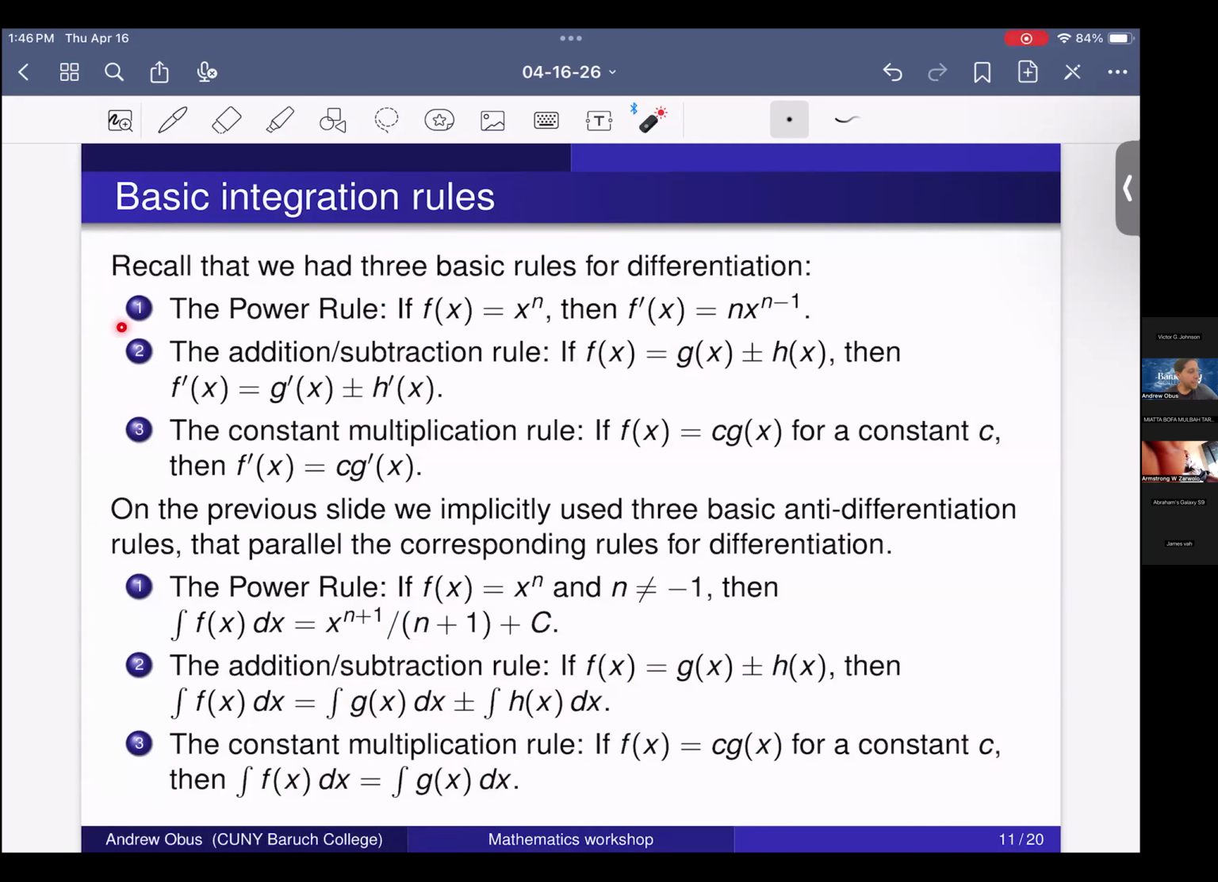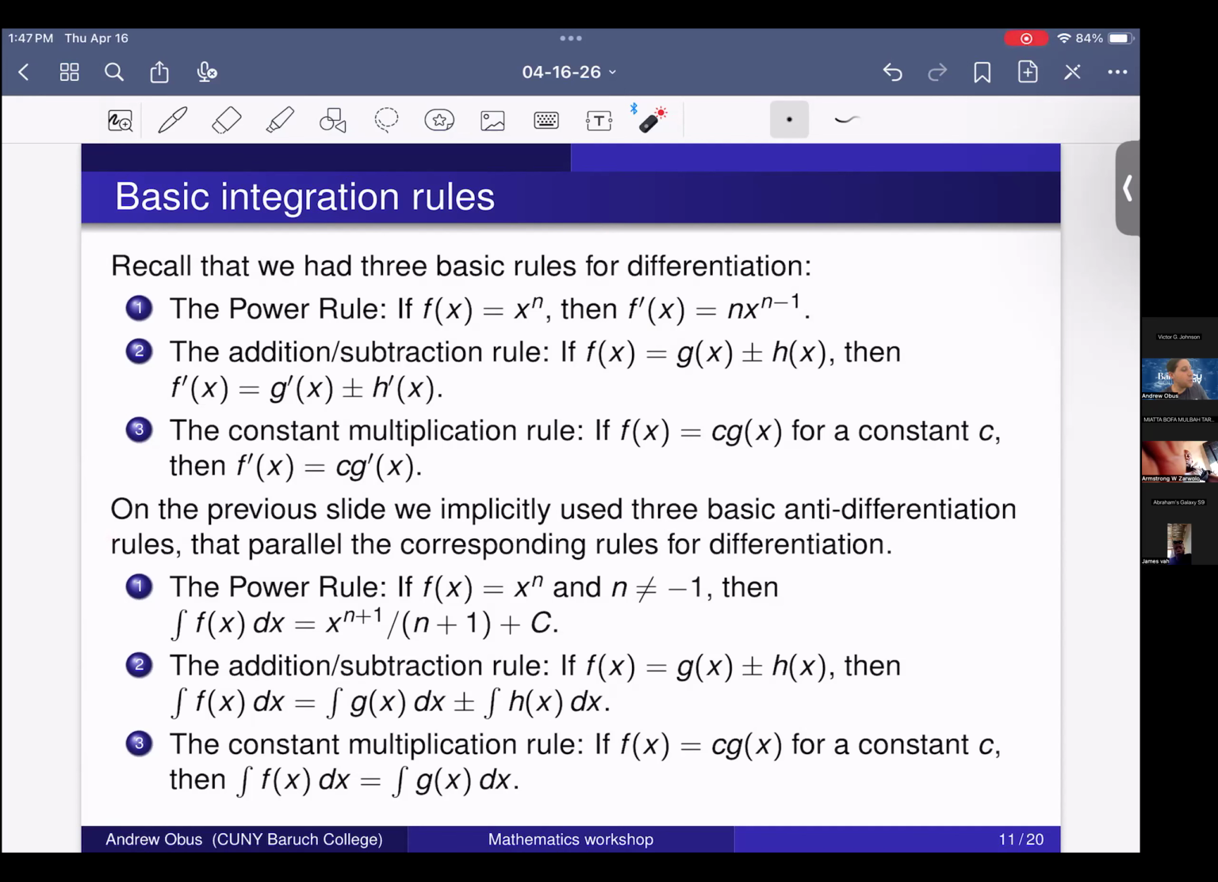Okay. All right, so what are our basic integration rules here? So recall from last time that we had these three basic rules for differentiation, right? The derivative of x to the n was n x to the n minus 1. You bring down the n, and then you lose 1 up here. If f was a sum or a difference of two functions, then to differentiate it, to find its derivative, you just differentiate each of the individual functions and add or subtract them. And if f was given by a constant times some other function, to differentiate it, you just differentiate the function and leave the constant along for the ride.